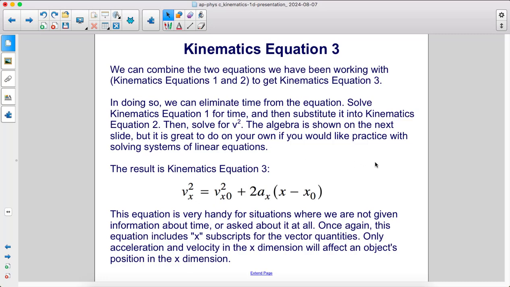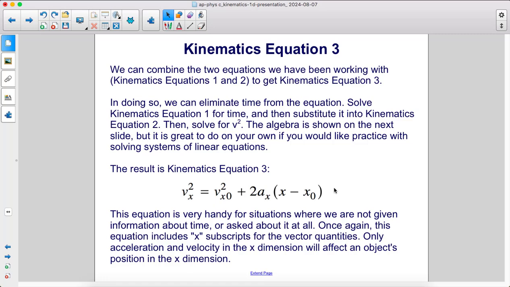The algebra is shown on the next slide, but it is great to do on your own if you would like to practice solving systems of linear equations. The result is eliminating time. It is Kinematics Equation 3. It is final velocity squared equals initial velocity squared plus 2a change in x.